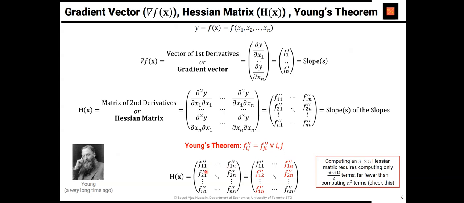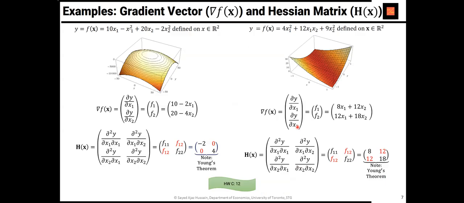So for example, f12 will be the same as f21, f1n will be the same as fn1. So you notice that from here, as soon as you find out f1n, I know that fn1 must be exactly the same. As soon as I find out f12, f21 must be exactly the same. So you really actually only have to compute fewer terms than at first glance.